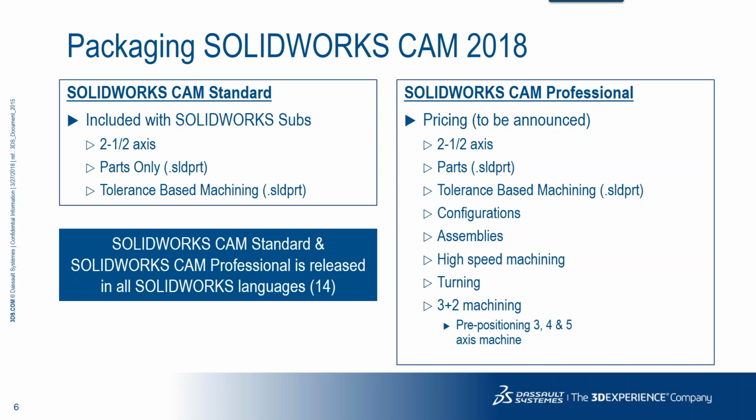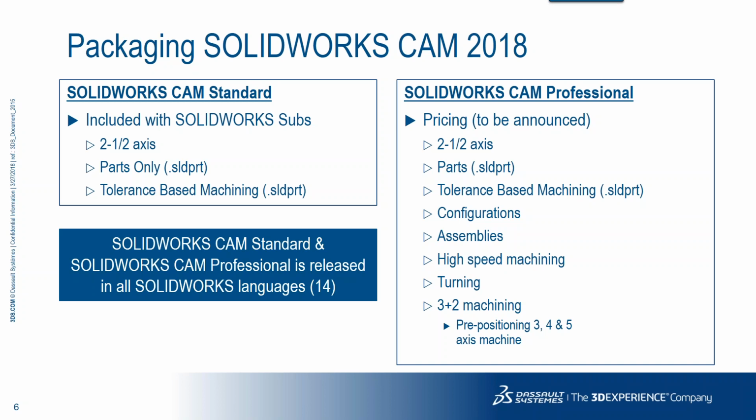What SOLIDWORKS CAM Standard allows you to do is 2.5-axis traditional milling style routines. It could also be used for laser, water jet, and plasma in a part-only environment, so in a SOLIDWORKS part only. But you do get the ability to do tolerance-based machining where we can read MBD data and make decisions based upon that data. That covers a little bit about what comes with subscription. Please keep in mind that SOLIDWORKS CAM Standard will work as long as your subscription is active, so it's one of the value adds to the subscription service with SOLIDWORKS.